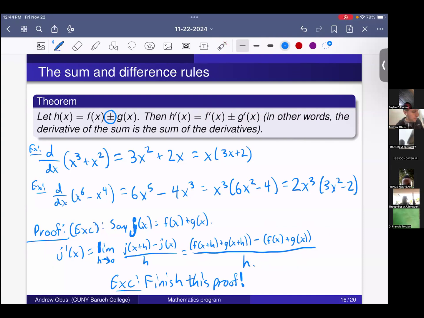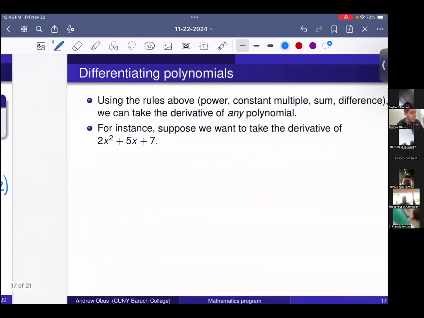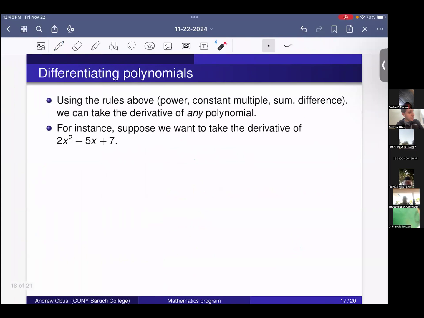Okay, great. So you can multiply by constants, and you can add things and subtract things, right? You can use these rules above, the power rule, constant multiple rule, sum rule, and the difference rule. And by doing this, you can take the derivative of any polynomial, right?